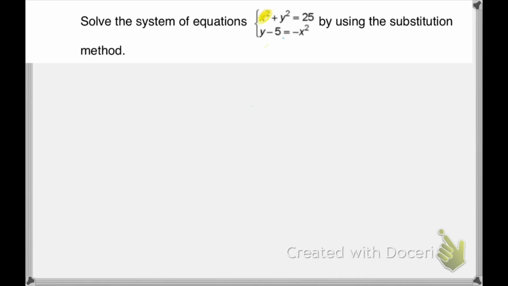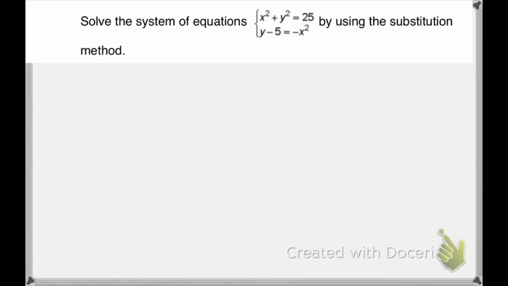So what I could do, I could take this part right here, and since it's equal to negative x squared, if I solve for x squared, I can substitute it directly in for this x squared. I could also work the opposite way from here using that equation. There's different ways I could solve this, but I'm just going to show you guys one way here.